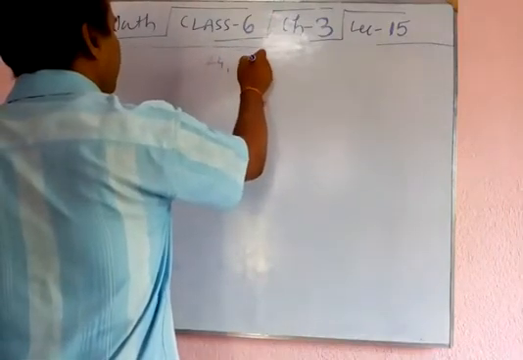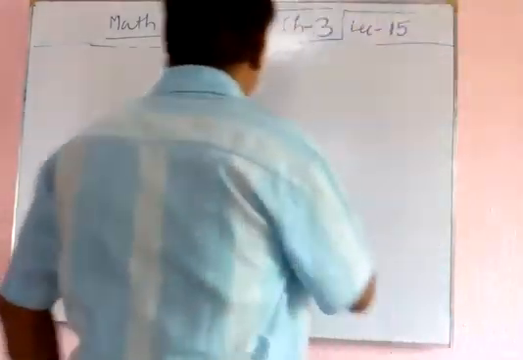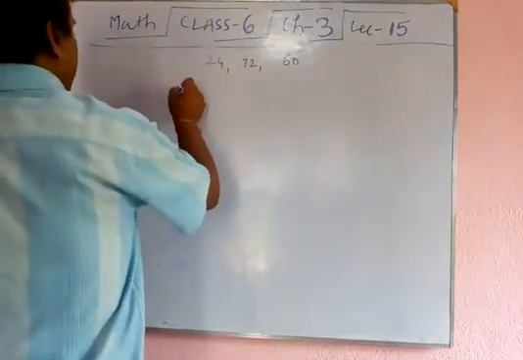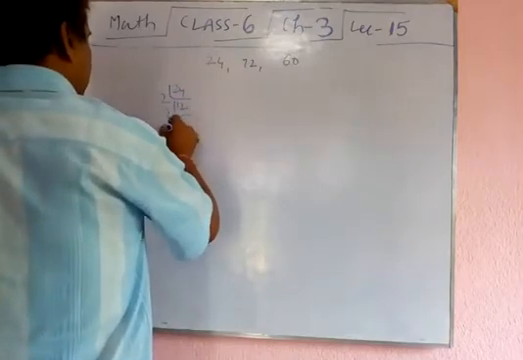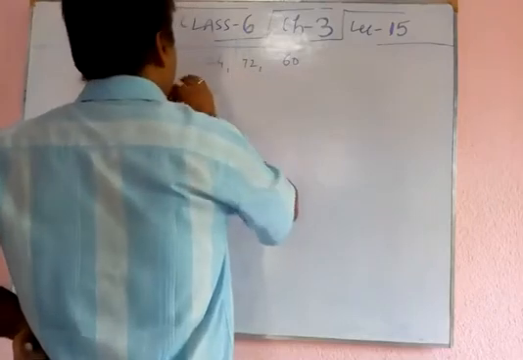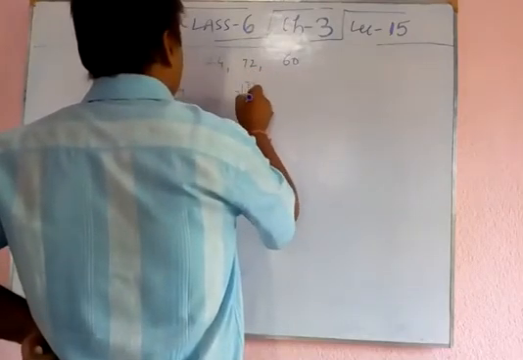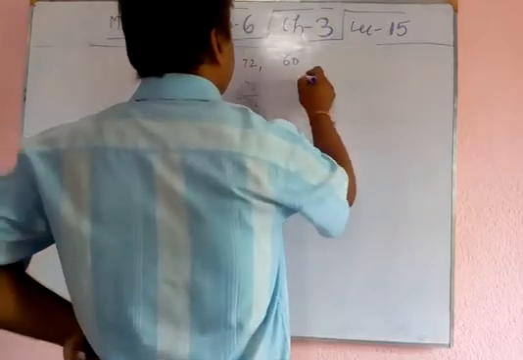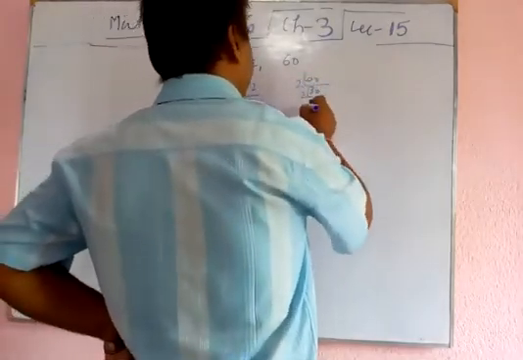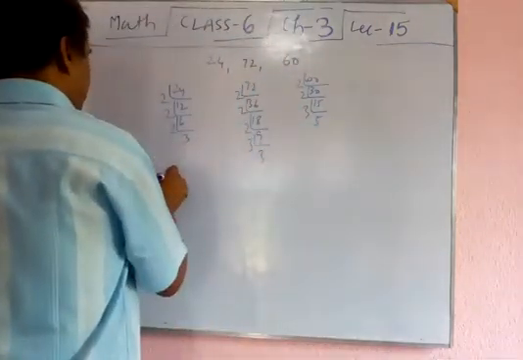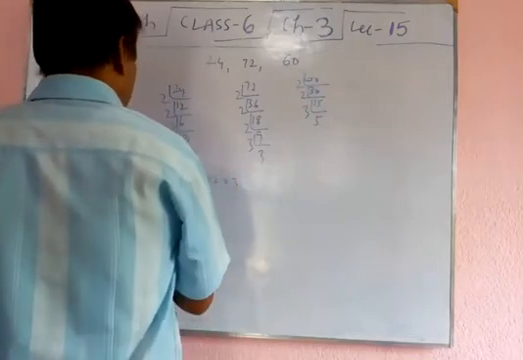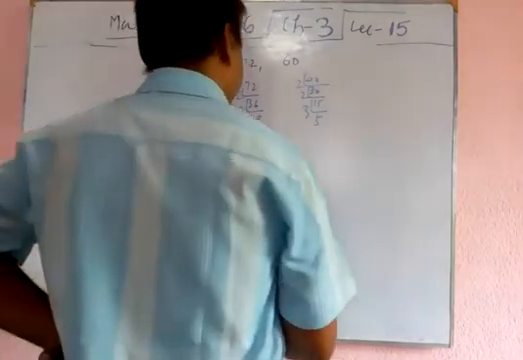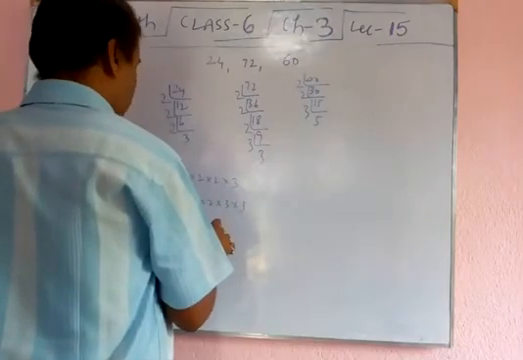24, 72 and 60 by prime factorization method. So factors you have to write like 2, then 2, 6, then 2, then 3. Then 72, 36, 18, then 3, then 60. So you have to write here 24 is equal to 2 into 2 into 2 into 3, and 72 is equal to 2 into 2 into 2 into 3 into 3, and 60 is equal to 2 into 2 into 3 into 5.